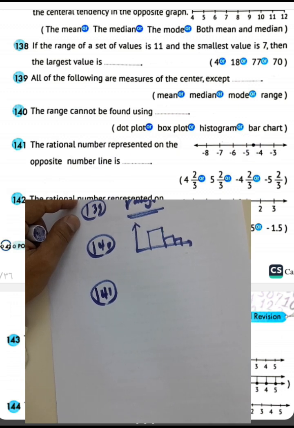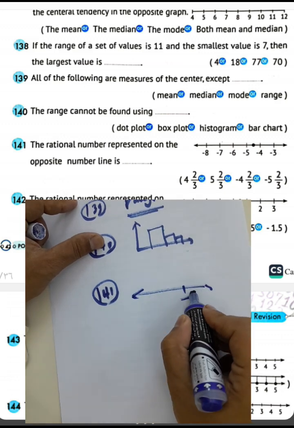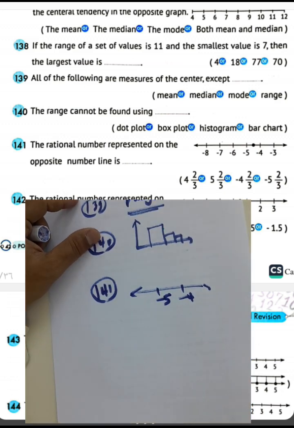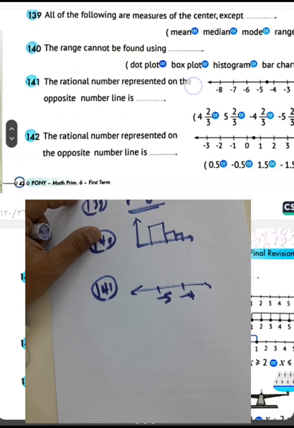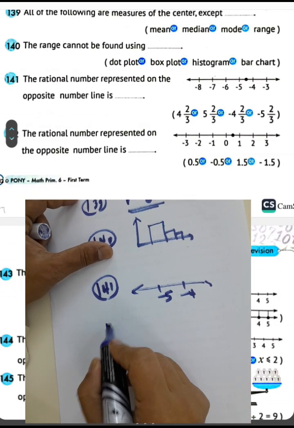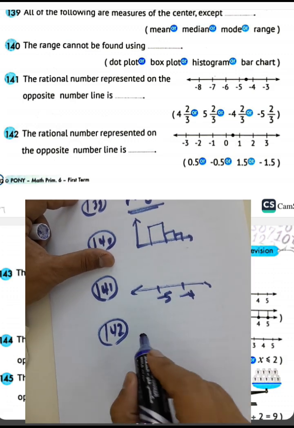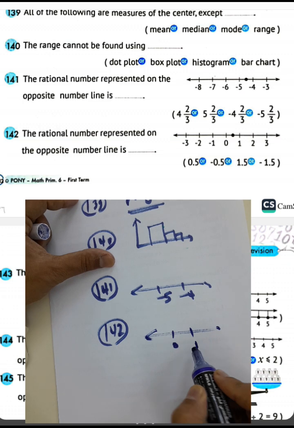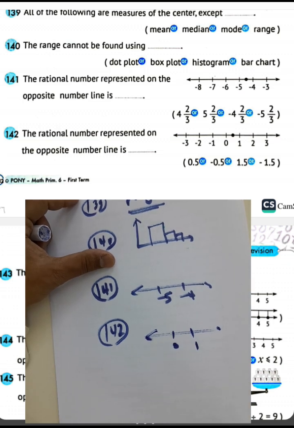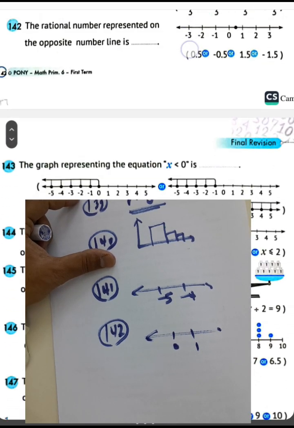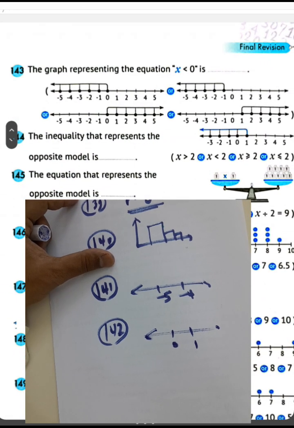Question 141. The rational number represented on the opposite number line is what? This number lies between -4 and -5. It will be -4 and 2 over 3. Question 142. The rational number represented on the number line: this number lies between 0 and 1. It will be a half, 0.5.